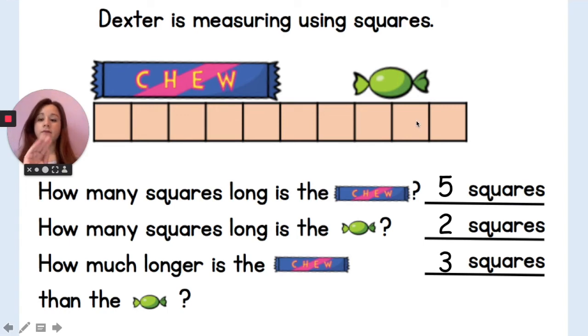So remember we've got 5 squares. Take away 2 for the chew. 1, 2. And the chew is 3 squares longer than the sweet. Well done, because that one was tricky.